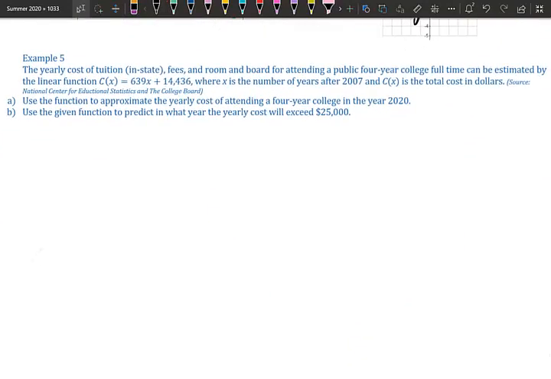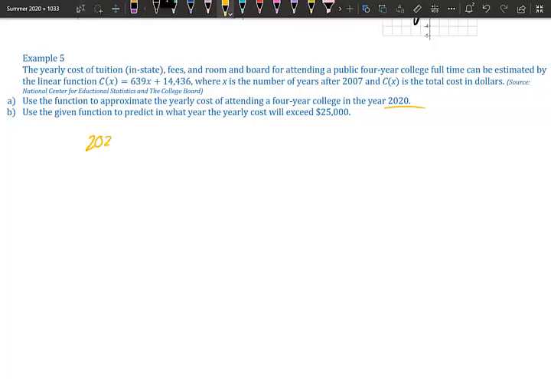Example 5. The yearly cost of tuition, in-state fees, and room and board for attending a public four-year college can be estimated by the linear function c of x equals 639x plus 14,436, where x is the number of years after 2007 and c of x is the total cost. Use the function to approximate the yearly cost of attending a 4-year college in 2020.